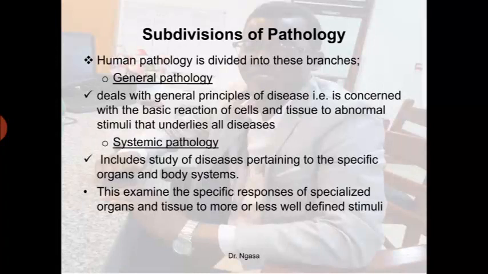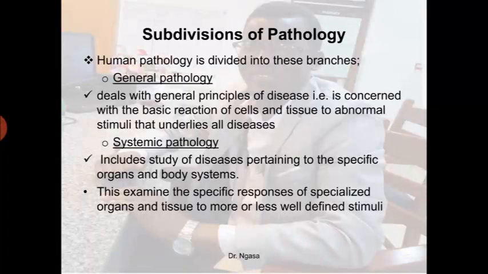After that evolution of pathology, another objective we have is on subdivisions of pathology, how pathology is subdivided. So pathology has branches as follows. We have general pathology, we have systemic pathology, and also we have histopathology, as explained below.